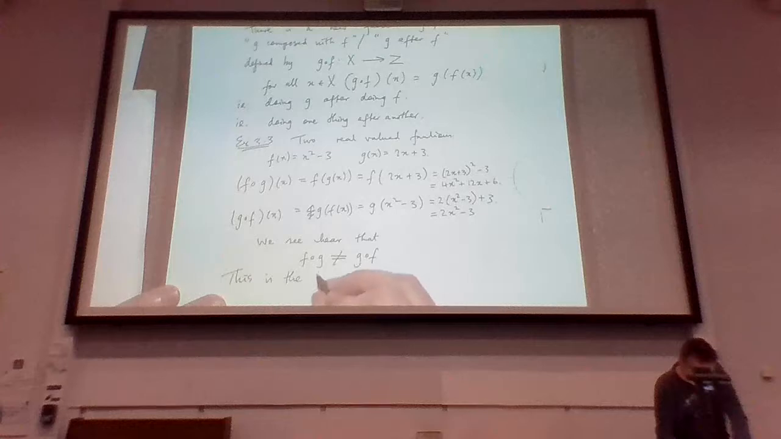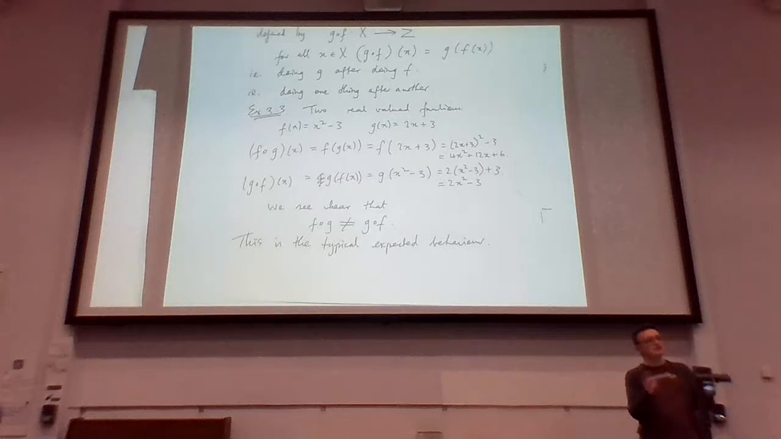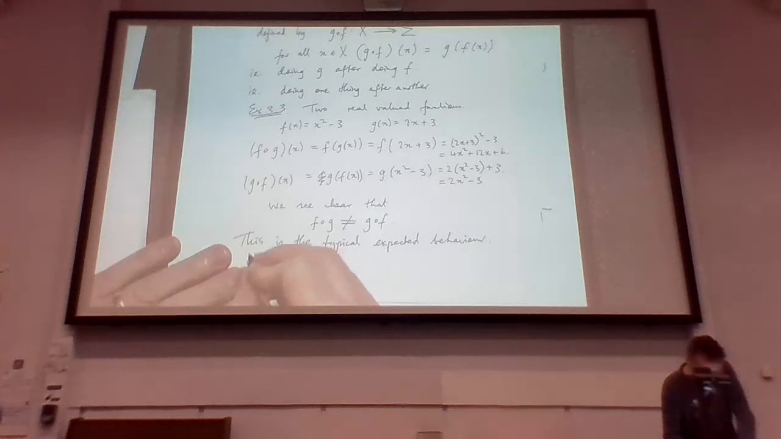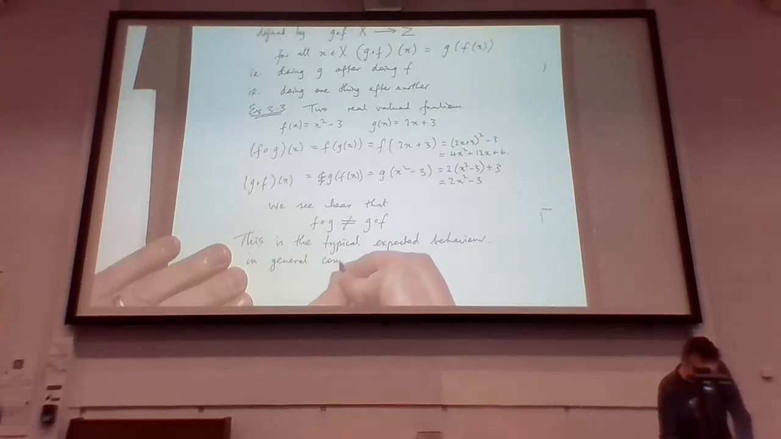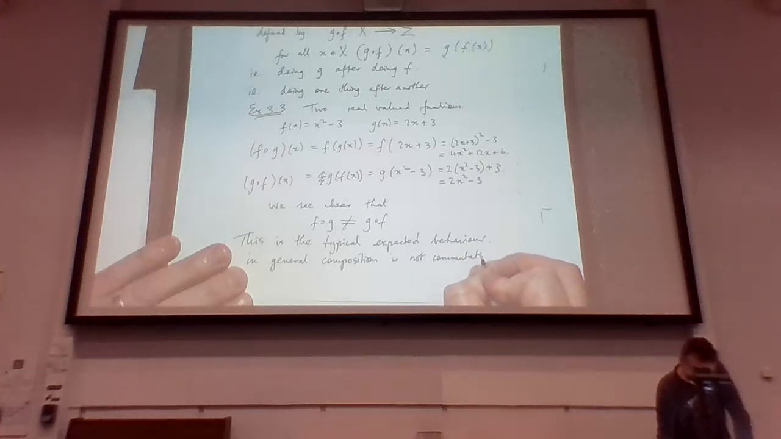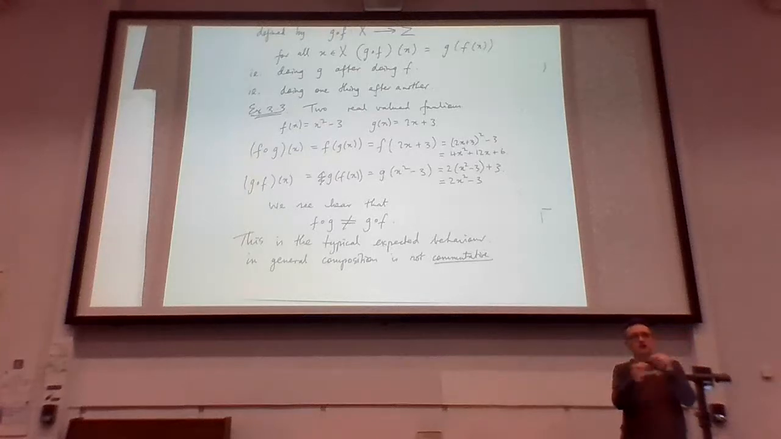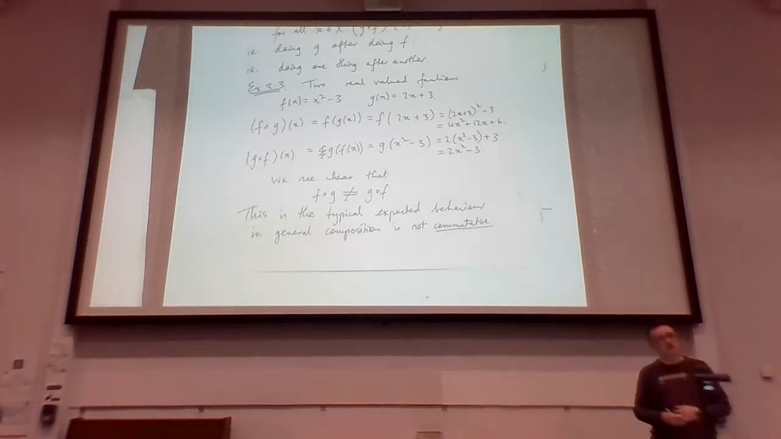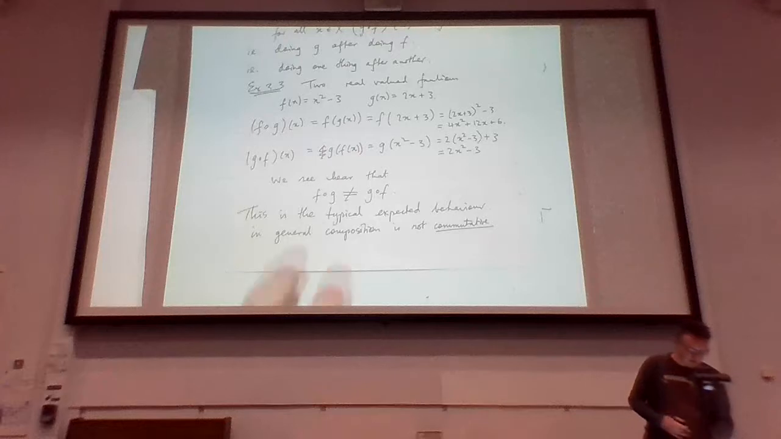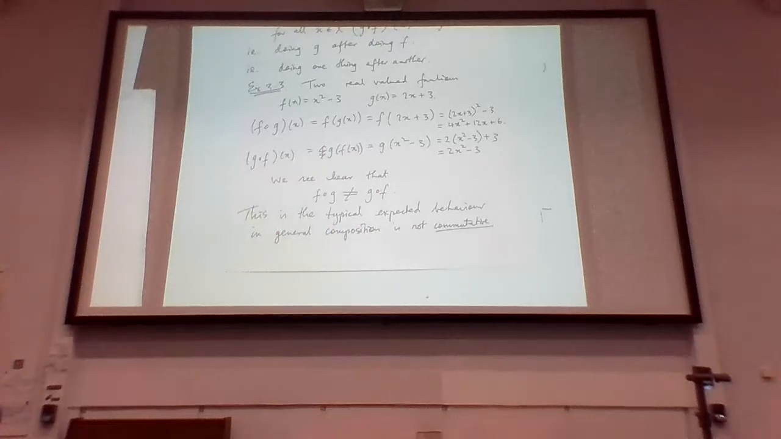So this is the typical behavior. In general, composing functions, it makes a difference in what order you do the composition. The term for this is, in general, composition is not commutative. Commutative is the technical term we give to an operation when it doesn't matter what order the arguments are. Okay? So addition of numbers is commutative because you have numbers and you're adding them. A plus B is always the same as B plus A. It doesn't make any difference what order you order the arguments to the function. But composition is not commutative.